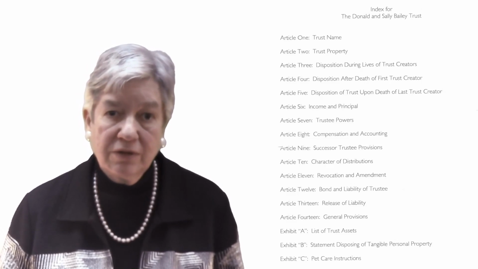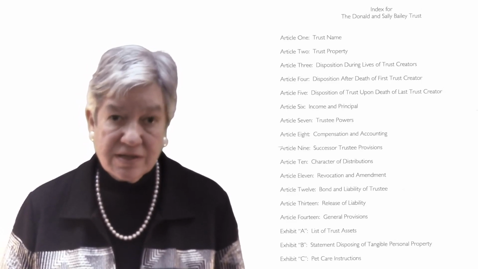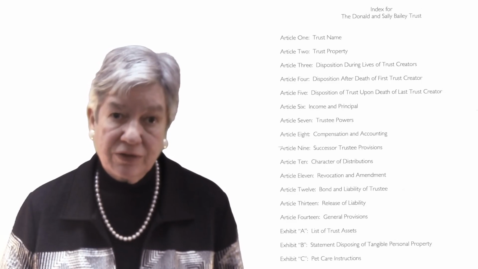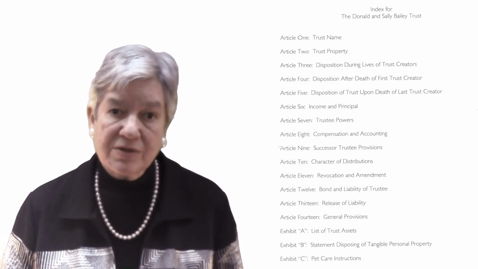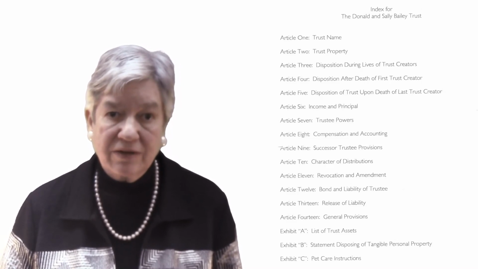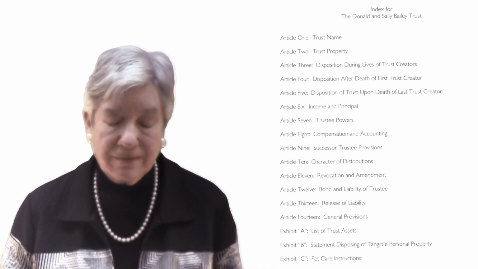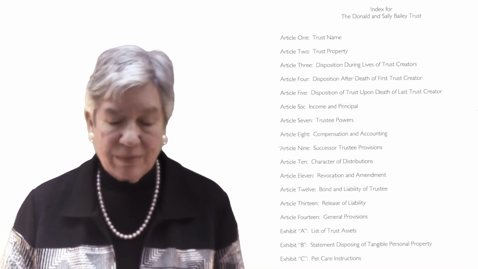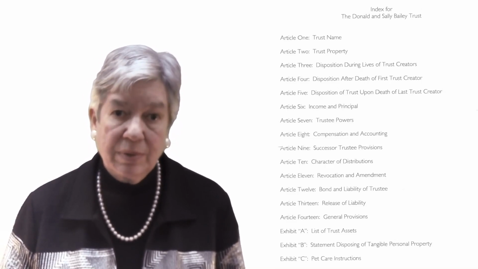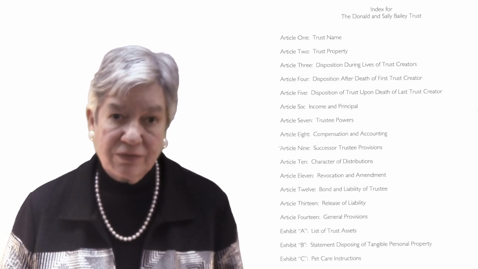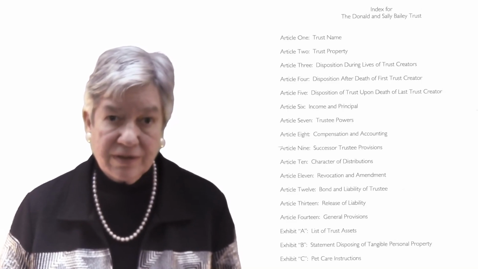Article 4, for a single person, says how's the property distributed after your death. Article 4, for a married couple, says what happens when the first spouse dies. How do we handle the distribution of those assets? Now all these numbers are going to be interchanged, so I'm just going to stick with the married ones, but again, they're identical for the single person.